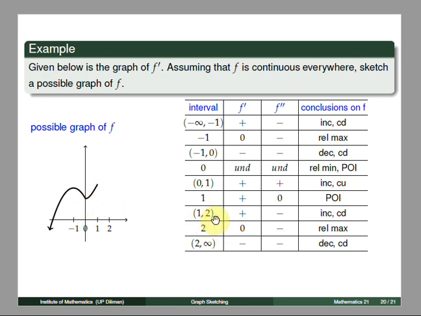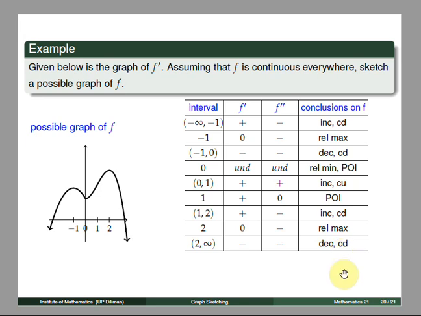Next is from 1 to 2, increasing, concave down. So we still go up, but now we want to be concave down. So from 1 to 2, the graph may look like this part. So it increases, but now with a change in concavity, concave down. Lastly, from 2 to positive infinity, beyond 2, it should be decreasing. So we need to go down now, and then concave down as well. So we have this part.